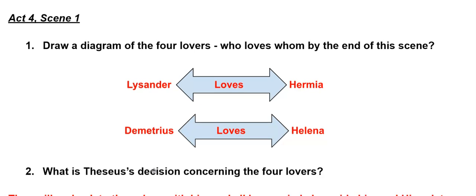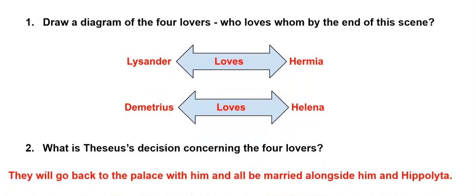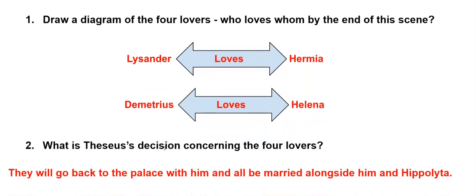What is Theseus's decision concerning the four lovers? Remember, he finds them asleep on the forest floor, and he decides that they are all going to be married alongside he and Hippolyta that day.